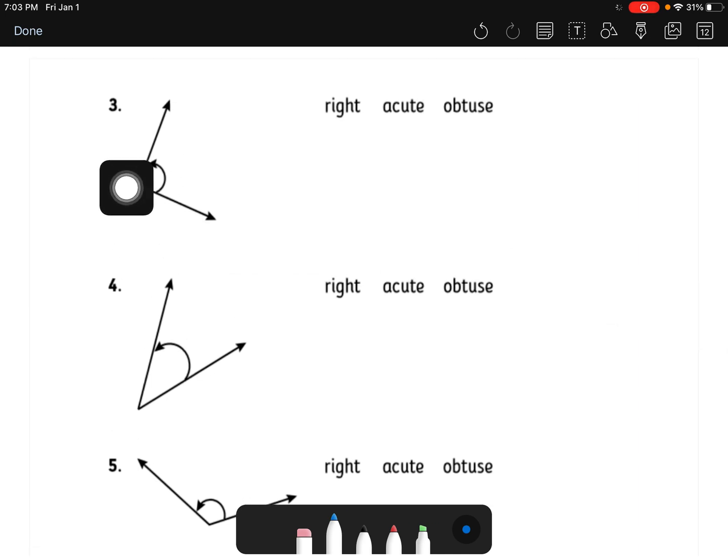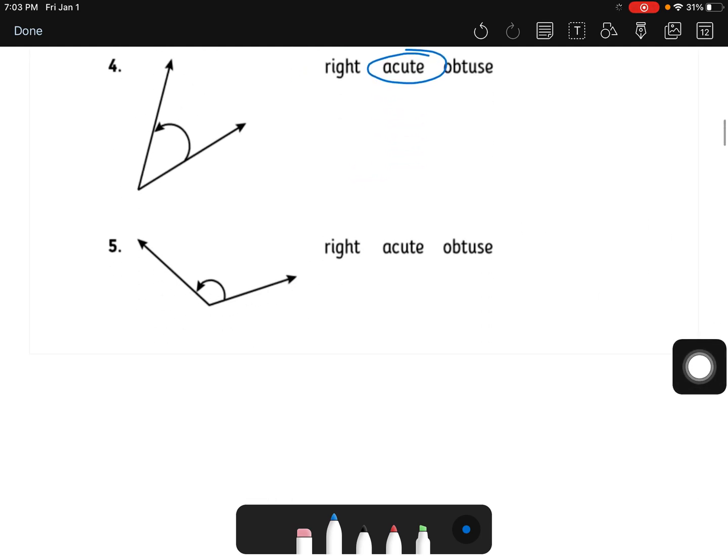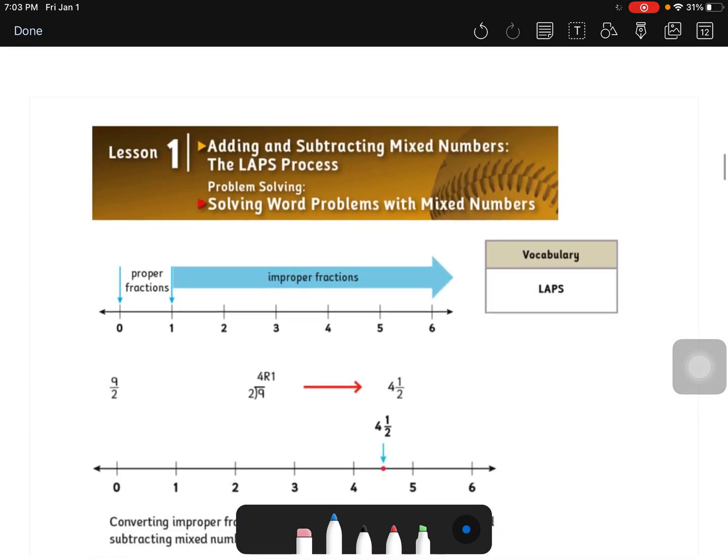Okay, and again, number 3, even though it's sitting at a funny angle, it still has that square there. That tells us that this is definitely a right angle. It's a 90-degree angle, even though it's turned a little bit. It can be sitting in any direction as long as it has that little square, we know that that's a right angle. Number 4 definitely appears to be less than 90 degrees, so that is an acute angle. And number 5 looks like it's greater than 90, so that one's obtuse.